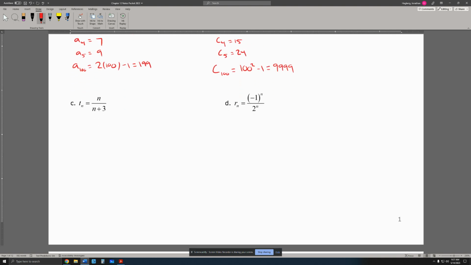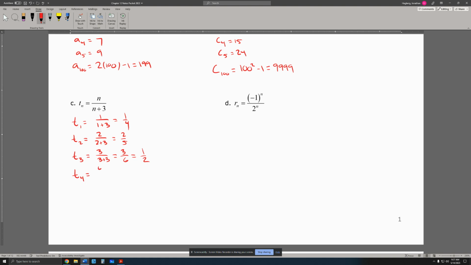Letter C. Here we have t sub n equals n over the quantity n plus 3. So t1 is equal to 1 over 1 plus 3 is 1/4. t2 is equal to 2 over 2 plus 3, which is 2/5. t3 is equal to 3 over 3 plus 3. So you might be seeing a pattern here. And that's the goal for some of these sequences, that we have a pattern. Okay, this reduces to 1/2.